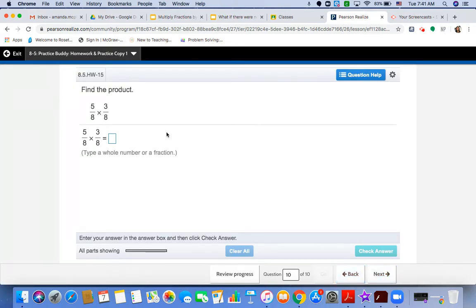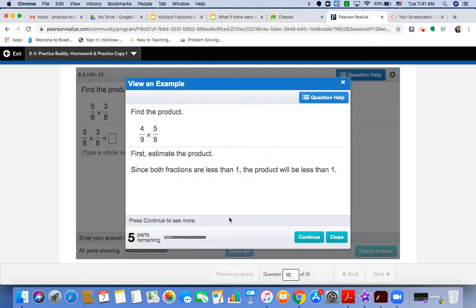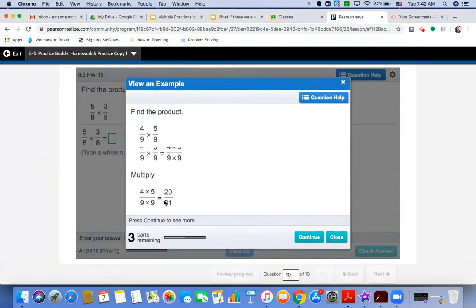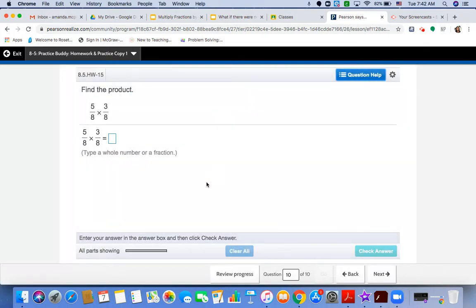Okay. If you ever need help on a question, there is a button up here called Question Help, and you can click View an Example, and it will walk you through step by step on how to solve this problem. So first starts by saying, let's estimate that the product will be less than 1. You hit Continue, and it walks you through step by step on how you go about solving not this specific problem, but a different problem. So it gives you an idea on how to solve it. So you can walk through there, and it will help you to solve the problem. Okay? So use that tool for help if you need it.